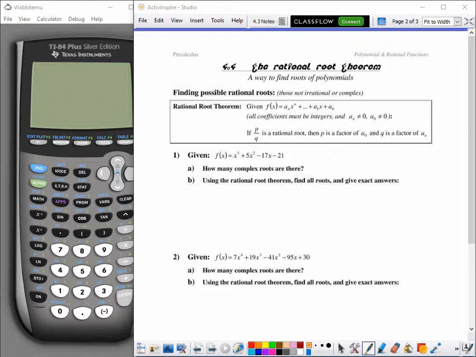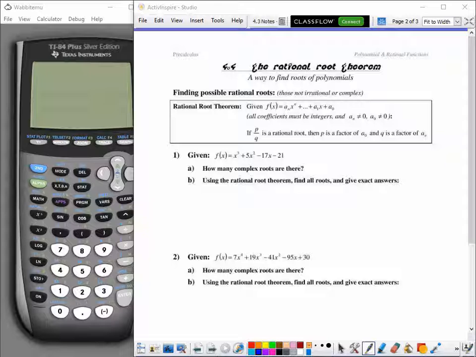Hey, welcome back, guys. Today we are going to solve polynomial equations with a degree that is greater than 2. We're going to do that using the rational root theorem. First we're going to find all of the possible rational roots. Then we're going to find which ones actually are roots.